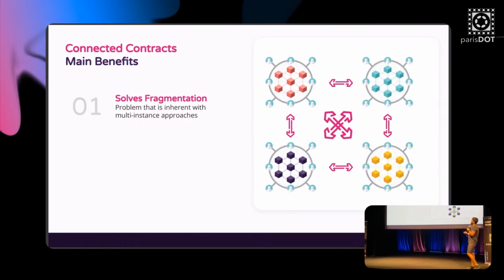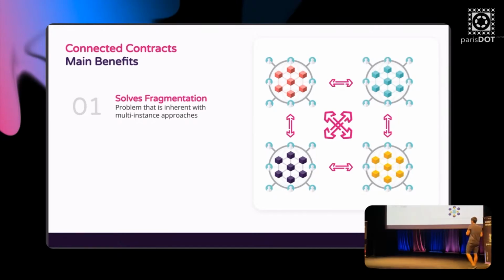So the main benefit that this solves is first fragmentation, like I mentioned before. You can have all your assets or all your deployments centralized in one specific chain, and you have only smaller pieces of code around the blockchain ecosystem in general.